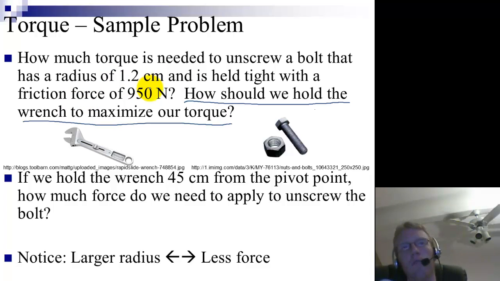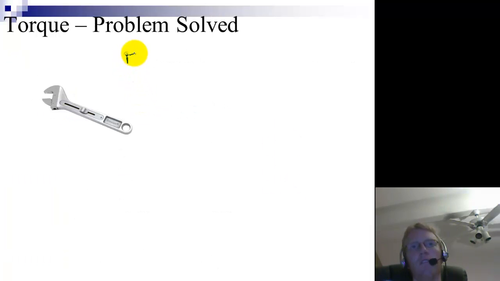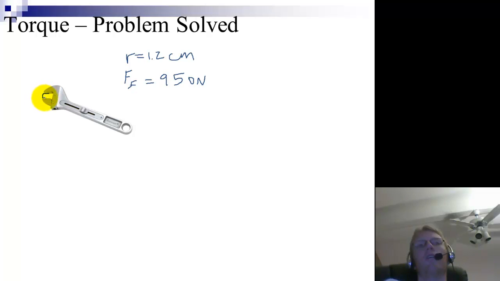So let me draw a little picture real quick on the next slide. Radius is 1.2 centimeters, and the force of friction is 950 newtons. So pretend there's a little bolt in here that we're trying to unscrew. Lefty-loosey, righty-tighty, so that would be tightening it, that would be loosening it. So we are going to put a force this way, and we should hold it so that's 90 degrees. Okay, that will maximize our torque.